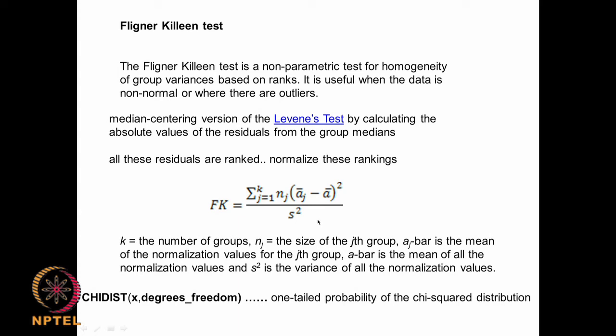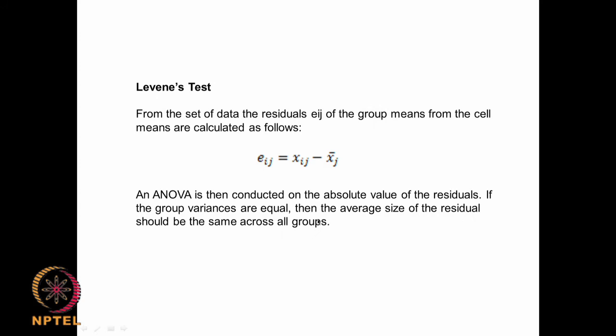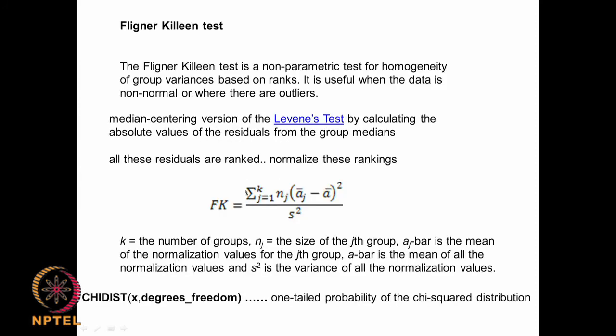You understand? So, you have Levene's test, which is looking at the residuals from the average values and then performing an ANOVA, or we have the Fligner-Killeen test, where we are looking at the FK, which is the statistic.